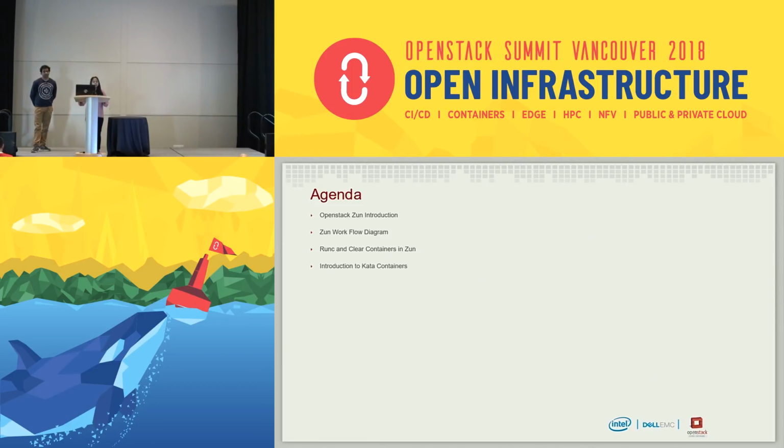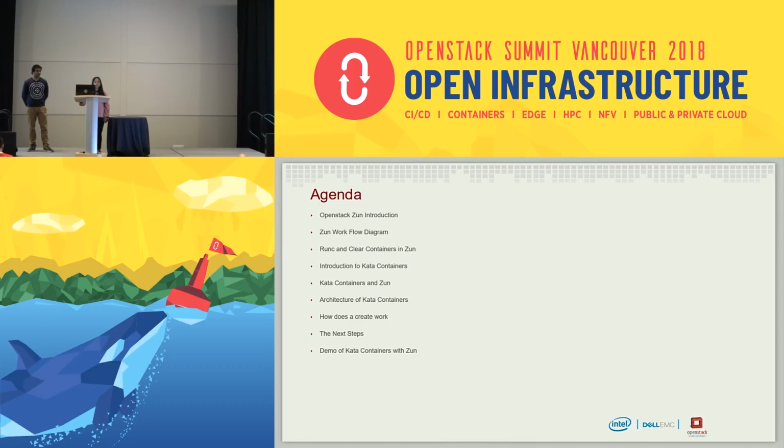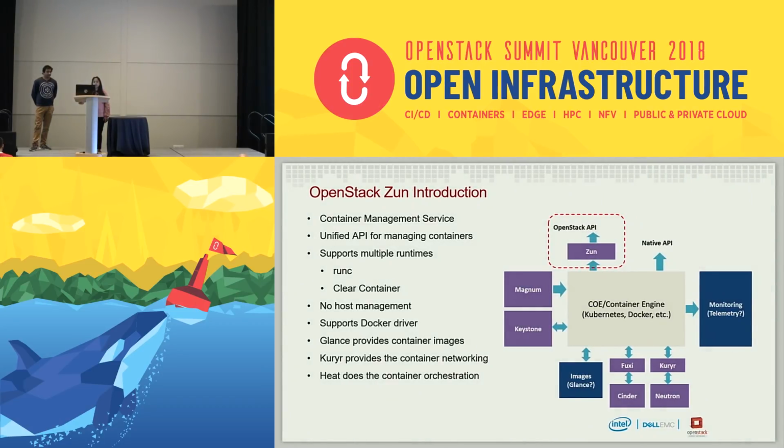The next would be the introduction of Kata containers, and then how Kata containers and Zun are working together. Then we'll be talking a little bit more in detail about Kata containers and how Docker create works with Kata container. Finally, we'll be talking about the next steps that we will be doing in Zun to support Kata containers. And finally, we'll be showing a demo with Zun, showing how you can run Kata containers with OpenStack Zun. So let's begin.